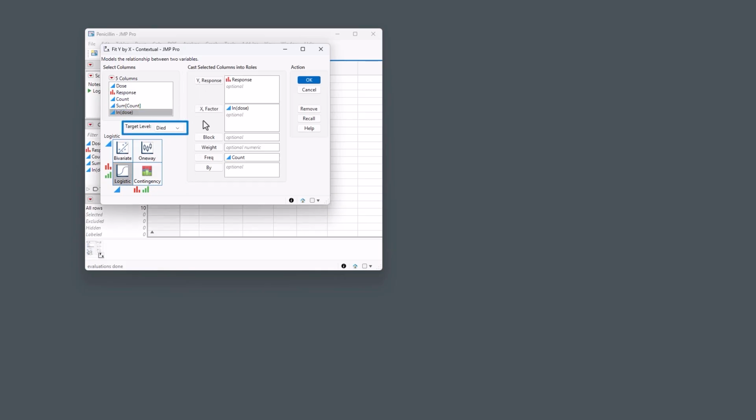Notice that the target level is died. Also notice that count has the frequency role, so it's been populated automatically. Then I'll click OK.